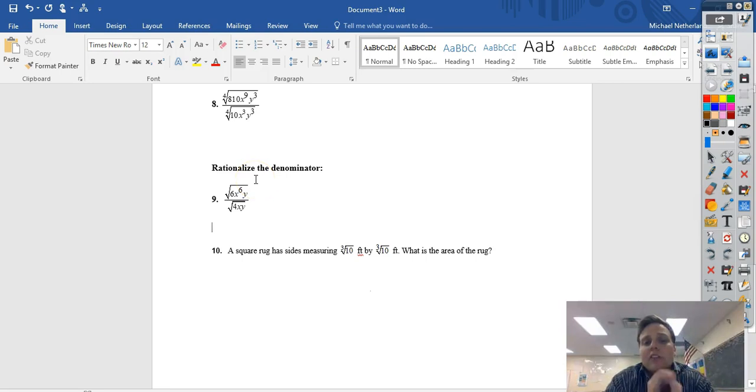I know the instructions are to rationalize the denominator, but you don't want to do that first. You want to do that after you've done a little bit of work, okay? First off, when you look at the denominator, you're like, oh, I can take the square root of 4. That's easy. So you can get the square root of 6x to the 6y divided by 2 square root of xy, okay?